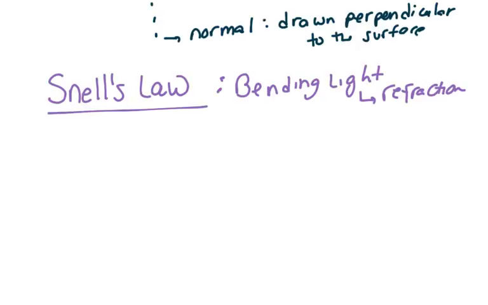So Snell's law says that the sine of angle 1 times the index of refraction of material 1 equals the index of refraction for material 2 times the sine of the refracted angle in material 2.